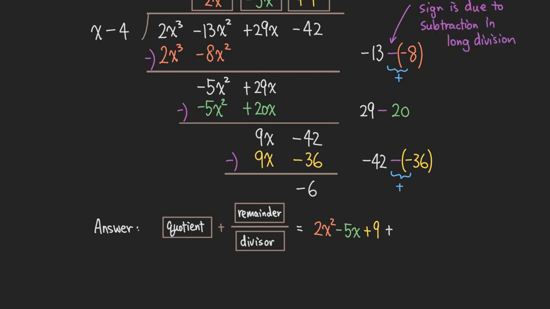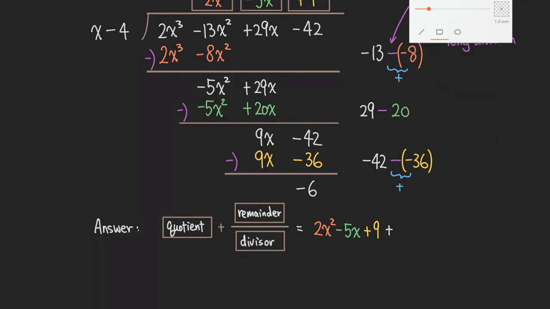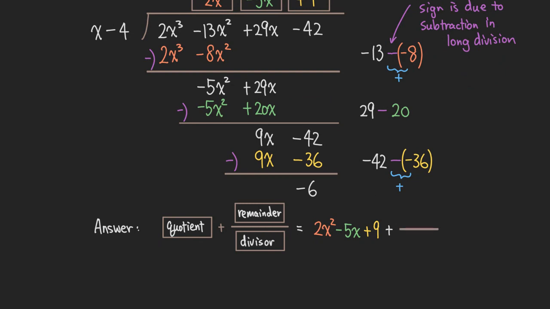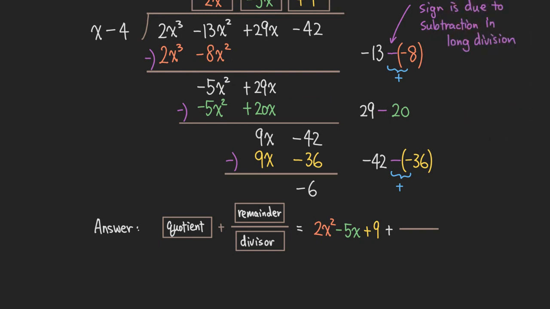Now the fraction. And then what do we need to put at the top? The top would be the remainder, right? The remainder is right here, negative 6. So we are going to put the negative 6 here. And then what about the divisor? The divisor is this x minus 4. So we are going to put the x minus 4 right here. And then we're done with the problem.